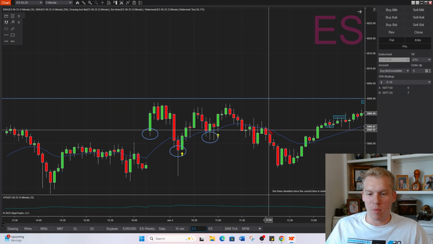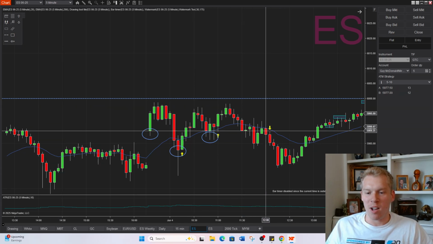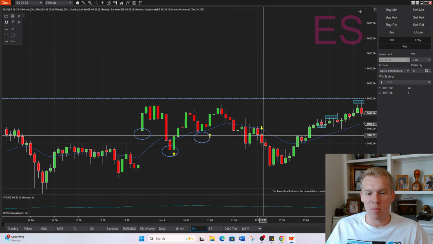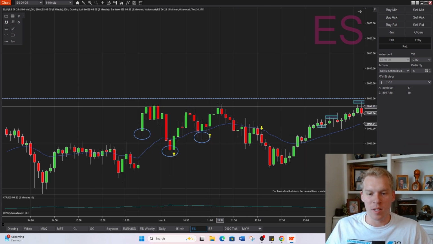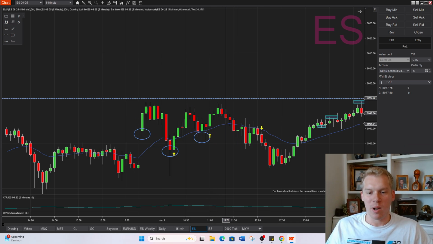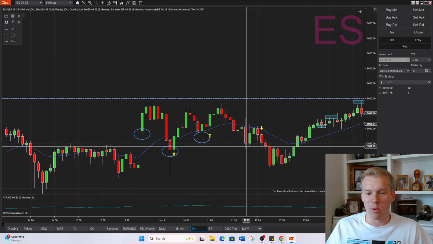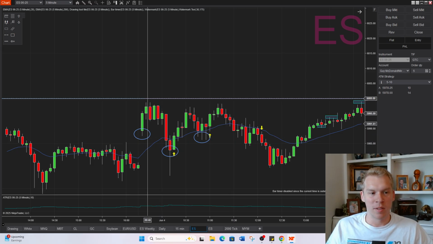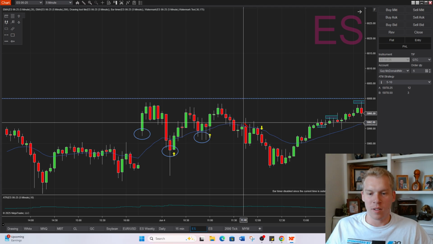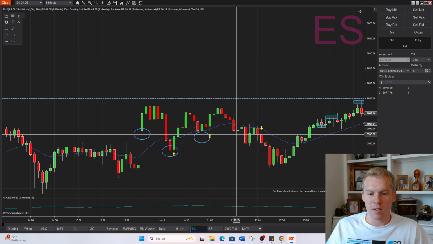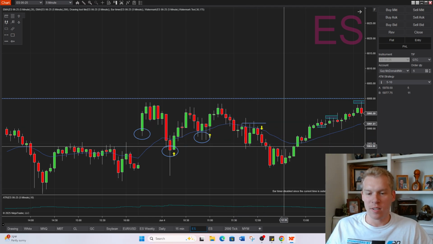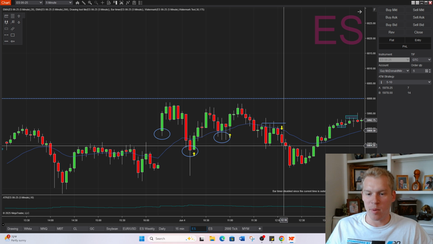Another good spot for a scalp, I think, is here for a stop order scalp. So the bulls failed to go higher. Now we're below the moving average, and we've had a double top. So first high, second high. Now we're getting a bear bar and a second bear bar.